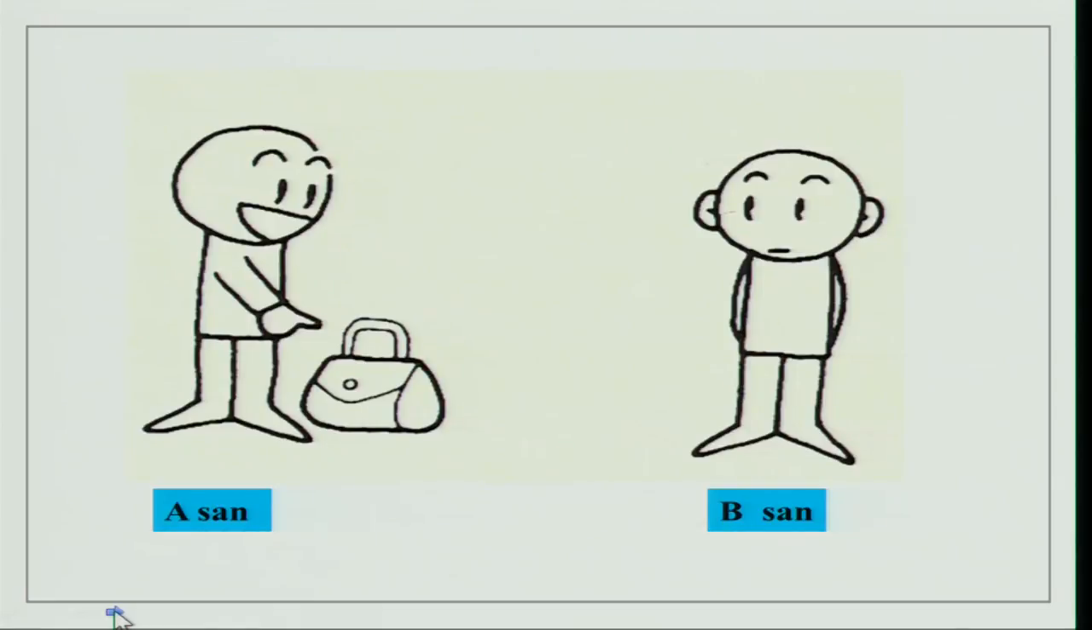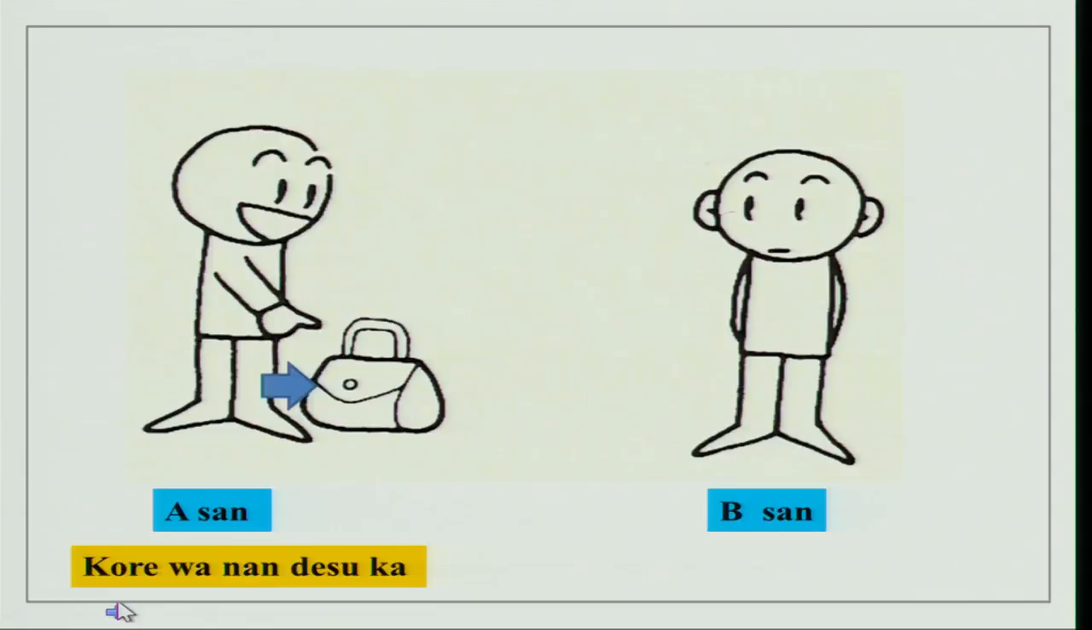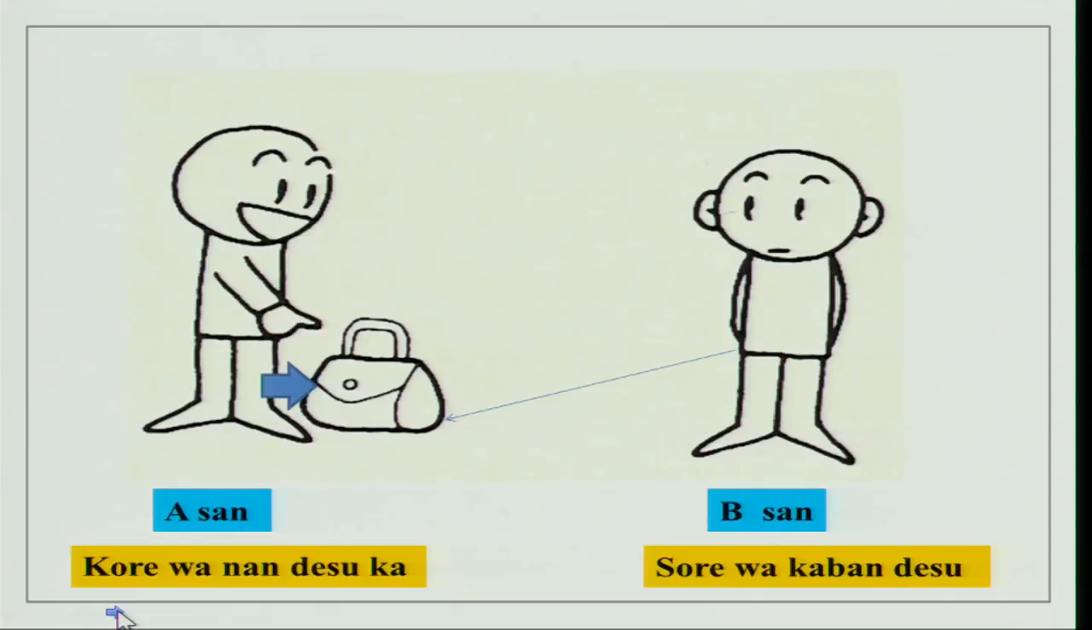Now over here you will see we have two people, A-san and B-san. Now A-san is pointing at this kaban, at this bag, and he is asking kore wa nan desu ka, because it is close to him, it's next to him. What does B-san have to say? Can you tell me? B-san points at the bag and then he says sore wa kaban desu. So you can see something that is close to the speaker is kore, and something which is far away from the speaker is sore.